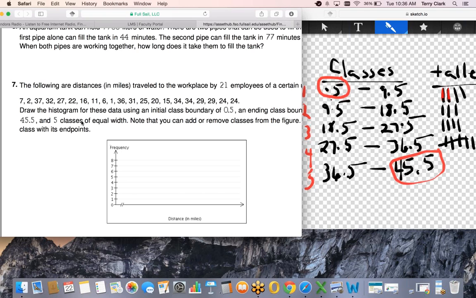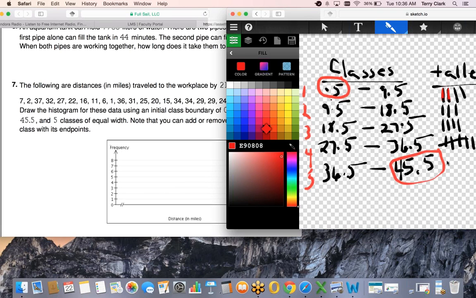Okay, so I got 7 and 2. Then I got 37, which I totally missed out on. I'm just going to come down here. And then I've got 32, which is going to be right here. Then I got 27, which is this one. Then I got 22, which falls here. Then I got 16, which falls here. 11 falls here as well.